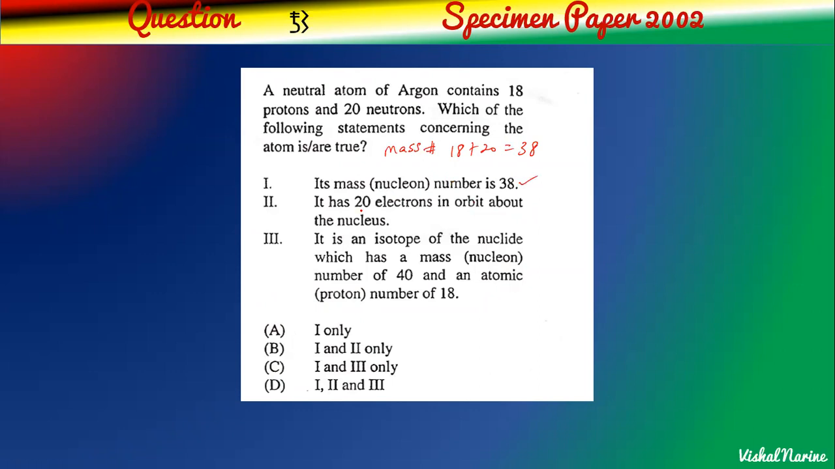It has 20 electrons. That is not true. It has 18 protons, the neutral atom, and it also has 18 electrons. All right, so this is not true. There's an isotope of the nuclide which has a mass number of 40 and proton number of 18. This is true. It has the same atomic number, but different mass number. So it is 1 and 3, which is C.